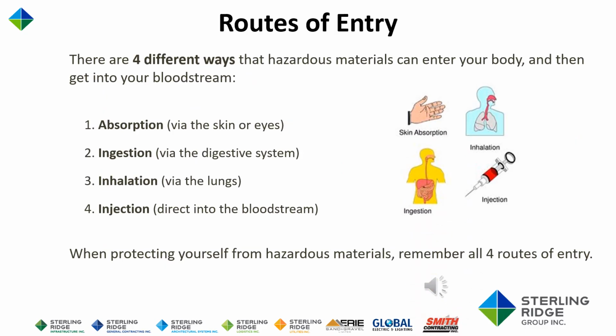Routes of entry. There are 4 different ways that hazardous materials can enter your body and then get into your bloodstream. 1. Absorption, via the skin or eyes. 2. Ingestion, via the digestive system. 3. Inhalation, via the lungs. 4. Injection, direct into the bloodstream. When protecting yourself from hazardous materials, remember all 4 routes of entry.